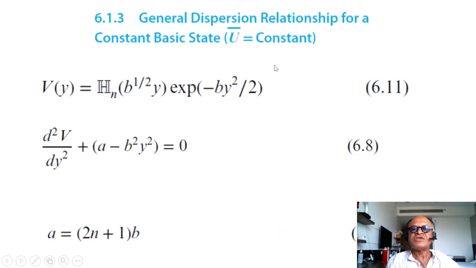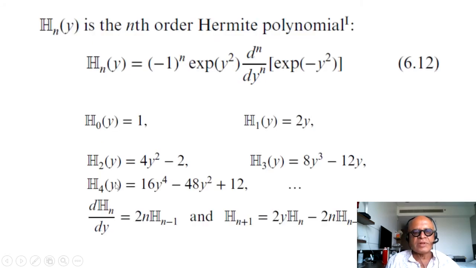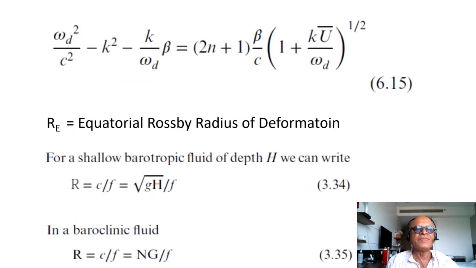Okay. Deriving a general dispersion relation for a constant basic state then can proceed. Vy is this expression again, that we are getting a solution for this form, where a is now with the Hermite polynomial 2n plus 1 times b, right? So b is that complicated thing that I'm not going to go back to probably. Then the general dispersion relation for the nth mode of the wave is a function of the Doppler shifted frequency, gravity wave speed, zonal wave number, beta, and then this expression of the background state.